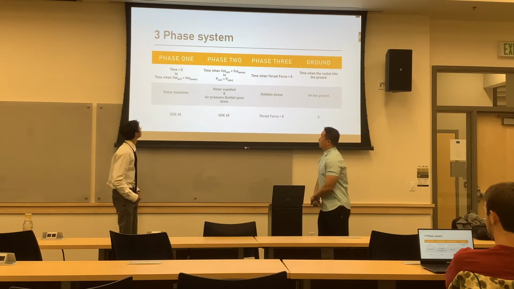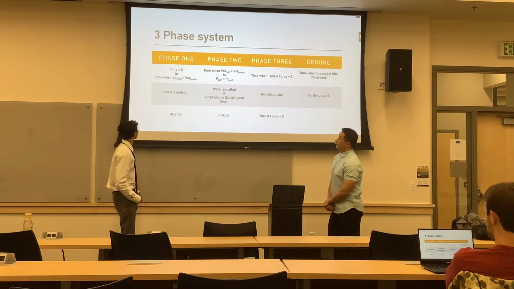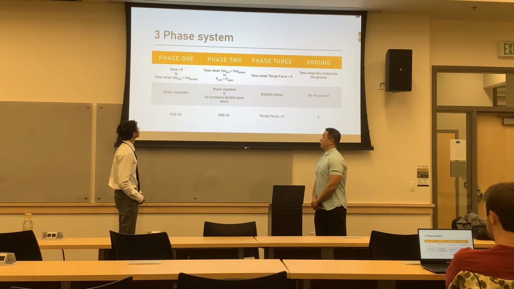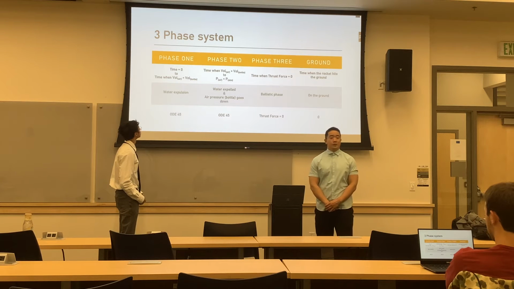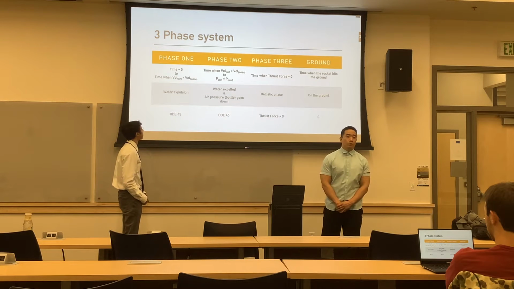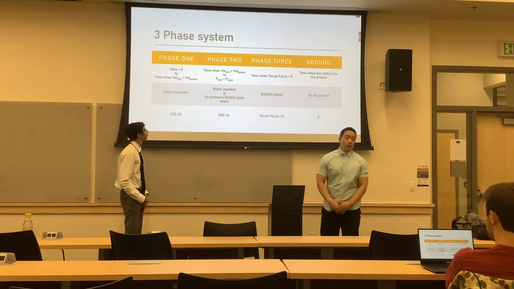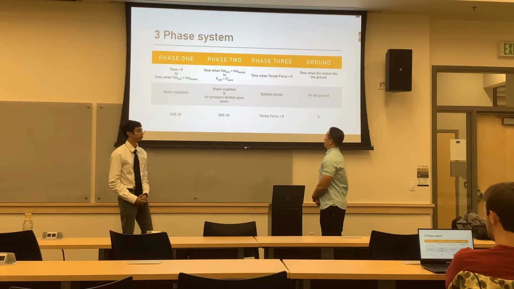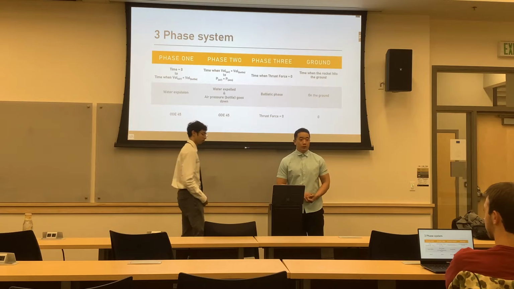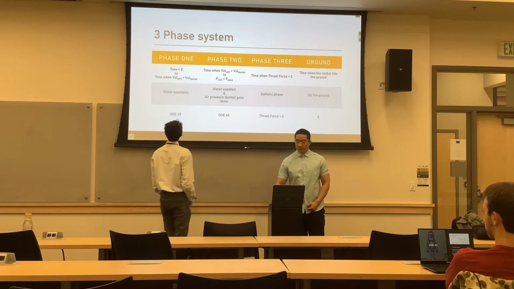And so we have 3 phases in our one trajectory. Phase 1 is the water expulsion, and the second phase is when the water is expelled and the air pressure inside of the bottle equalizes to the ambient pressure. And the third is our ballistic phase, when the thrust force equals 0, and we set up another ground state when the bottle rocket hits the ground and the ODE stops calculating.